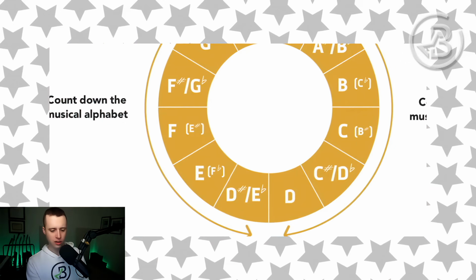The first thing for us to understand is that between B and C and E and F, there are no sharps or flats. So when you're trying to remember, you can pretty much say to yourself, okay, there's a sharp or flat between every single note, except for B and C and E and F.